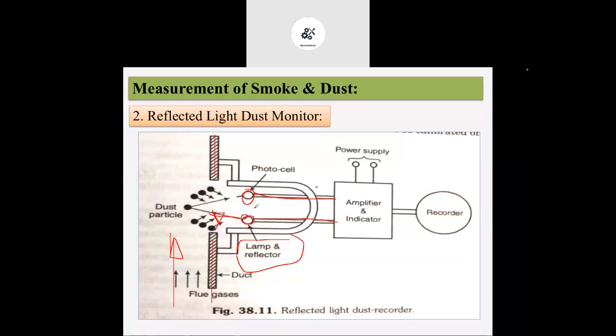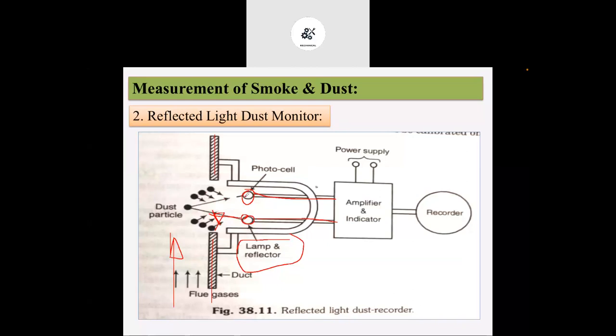So it totally depends upon the radiation received by the photocell. How much light has been received by the photocell, that much dust is present inside the flue gases. If dust particles are not present, the amount of radiation reflected from the dust particles will be less, the probability is very low, so the radiation received by the photocell is also going to be less. That's how we can use this reflected type of dust monitor to measure the smoke and dust inside the flue gases.